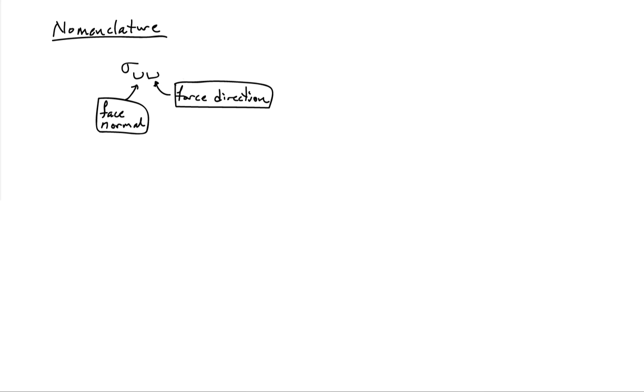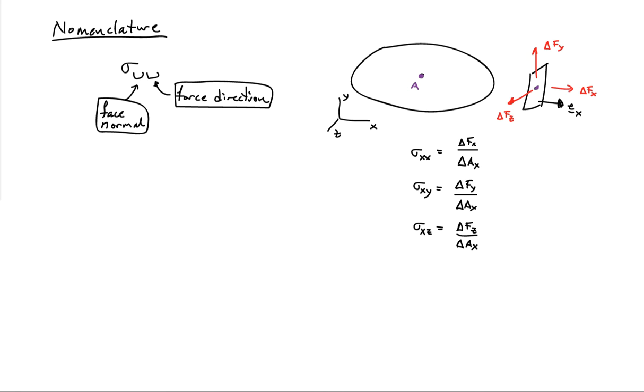that we're looking at. So if I look at a point A, for instance, again, and I pass a cutting plane through it, or section cut, whose normal is in the x direction, then I'll have a little bit of force in the x, the y, and the z directions. And now if I divide those values by the area of this section cut, which I'll call delta AX, then I'll have the normal stress in the x direction, that'll be sigma XX. I'll have the shear stress on the x plane due to the forces in the y direction, we'll call that sigma XY. And sigma XZ will be the shear stress in the z direction on the x plane passing through our point A.